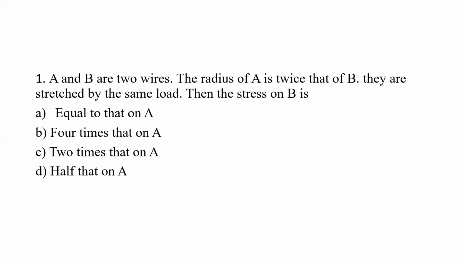Let us discuss the multiple choice questions based on this chapter. So the first question is, A and B are two wires. The radius of A is twice that of B. So here we have two wires. The radius of the first wire is twice that of B. They are stretched by the same load.